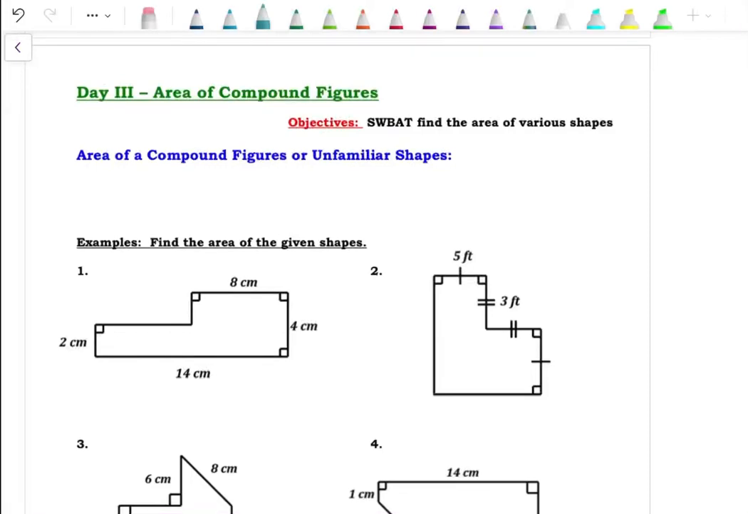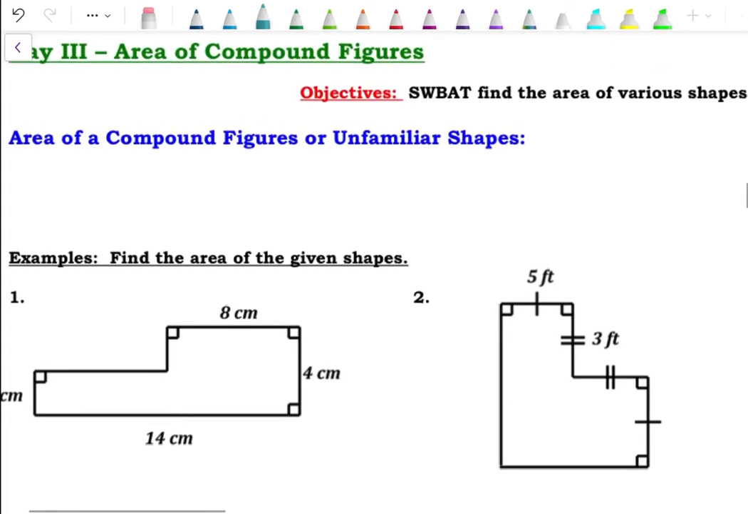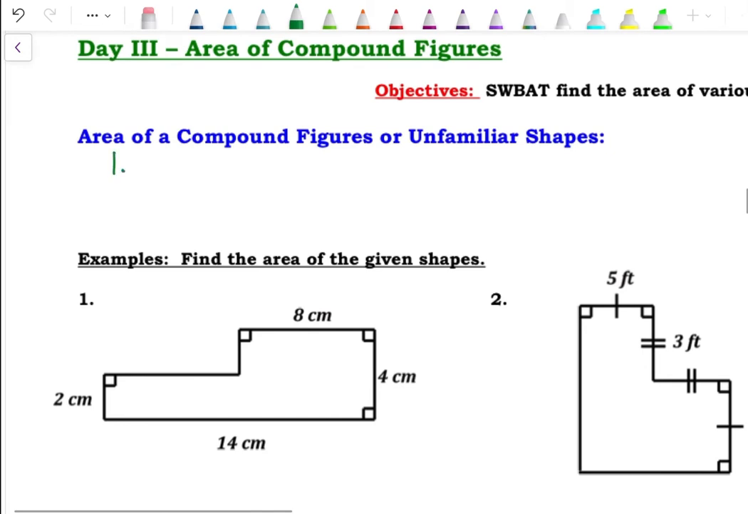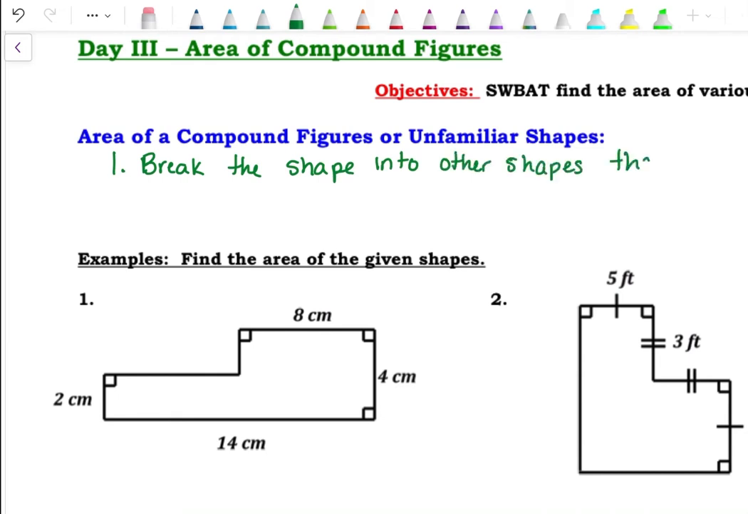Hello everyone and welcome to day 3, which is on the area of compound figures. To find the area of a compound figure or an unfamiliar shape, I'm going to break it up into steps. First, break the shape into other shapes that you know. The way we're going to do that is by using straight lines. So you have to use straight lines.